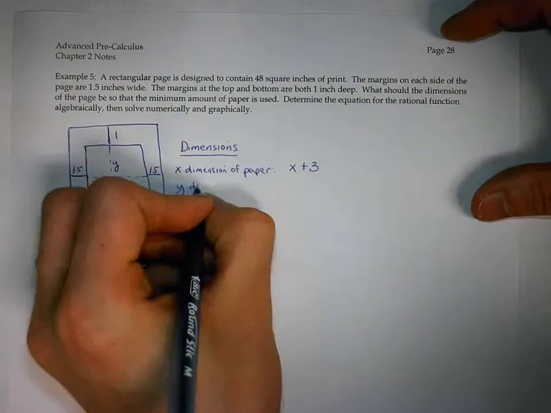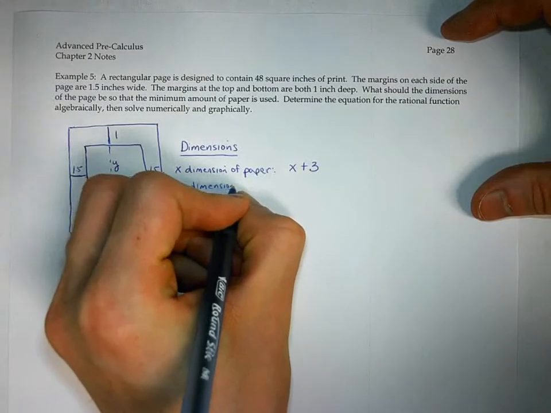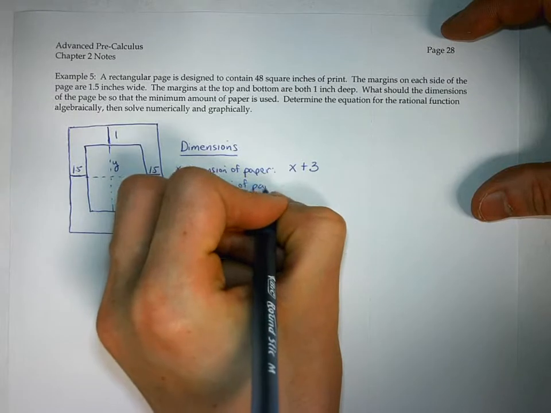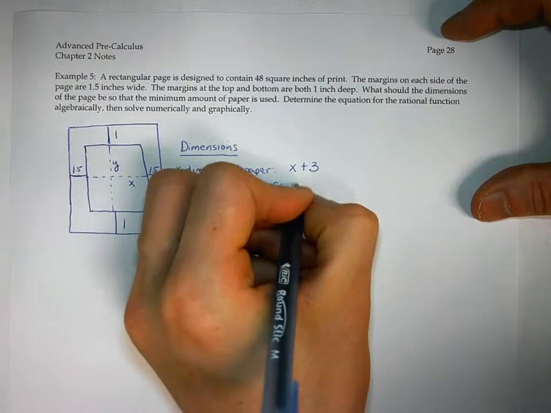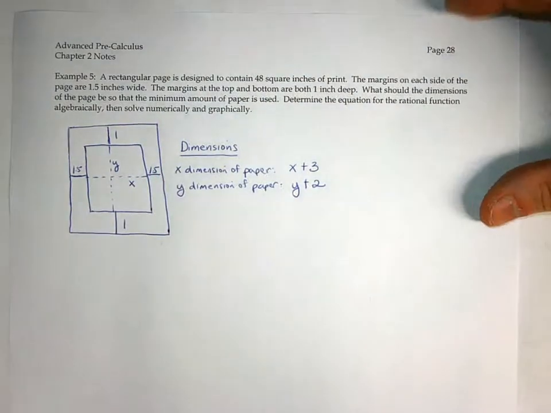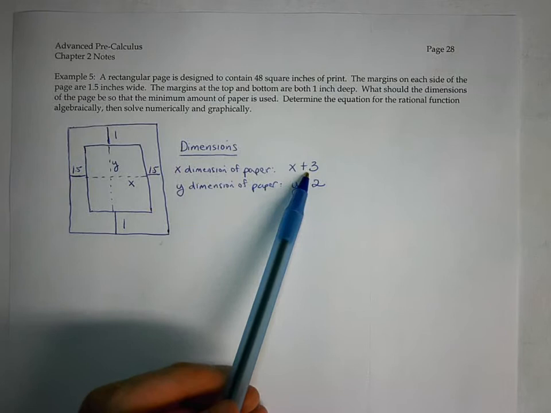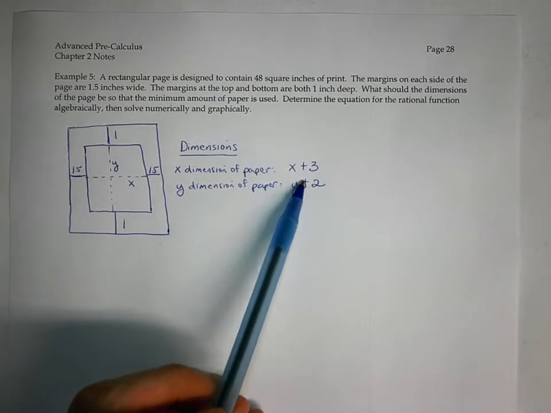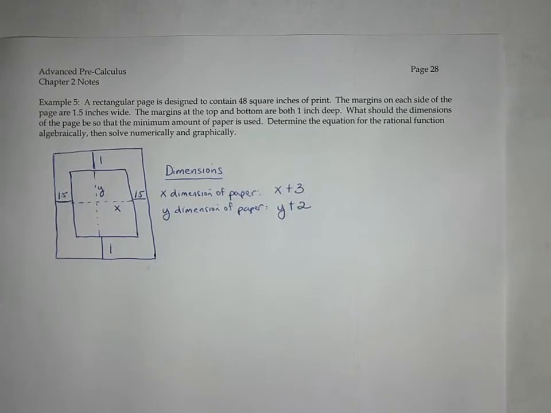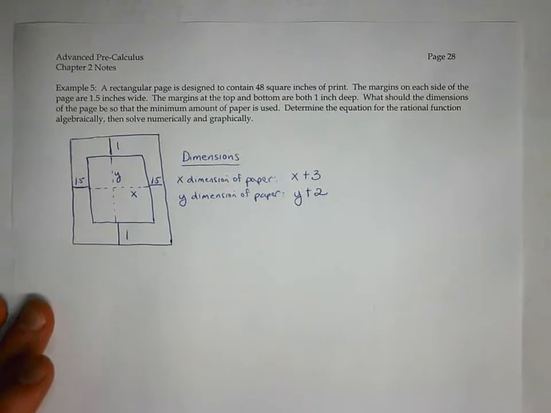The second thing we want is the y dimension of the paper, which is going to be y plus 2. So my end goal of this problem is to figure out the x and y values for the length and the width. Once I know it's like a 6 by 8 or a 12 by 2, I can then plug the x and y values into these two equations to figure out what the dimensions of the actual paper are going to be.